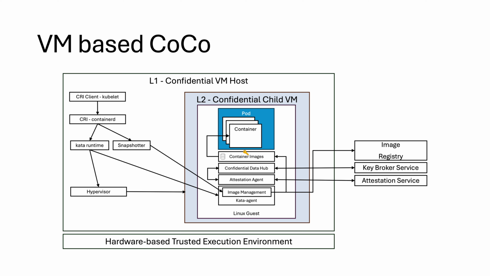The container images are kept inside of the TEE, and when they are pulled, they are verified and decrypted inside of the TEE. Secrets like image decryption keys are securely provisioned to the TEE by a trusted key broker service, which validates the hardware evidence of the TEE before sensitive information can be released.